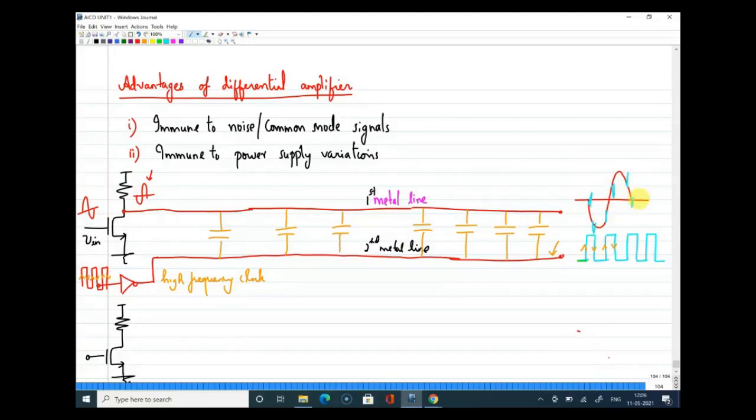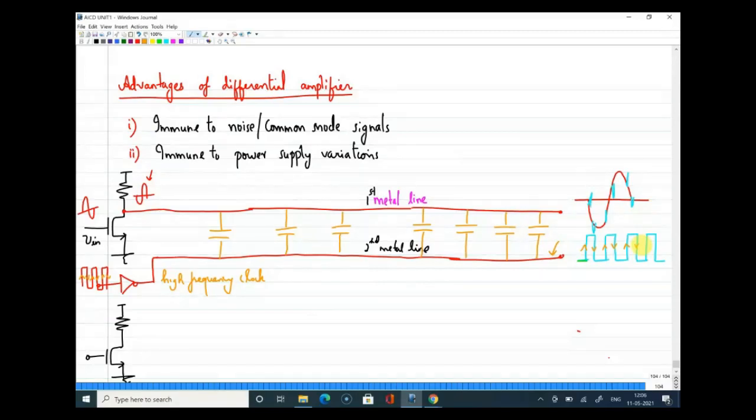I hope you understand what I am trying to say. As the signal in the lower metal line is changing, the capacitor is giving the same change directly to the top, and spikes are appearing on the signal there.